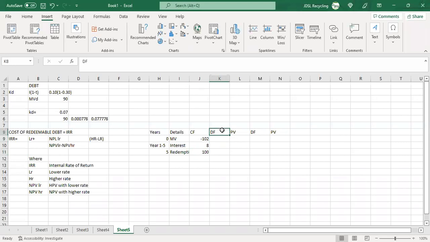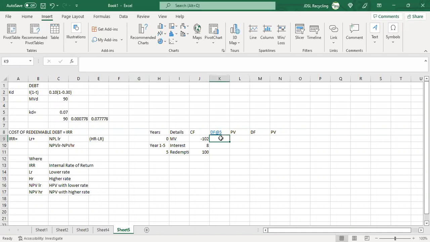Discount factor, this is a trial and error. We have to assume two discount factors. Irrespective of any discount factor we are using, we are assuming two. One will be lower, the other will be higher. Now, which one do we use first? Let's use the lower first. So we are assuming any figure. We should use 5%. Okay, we are using 5% to start.